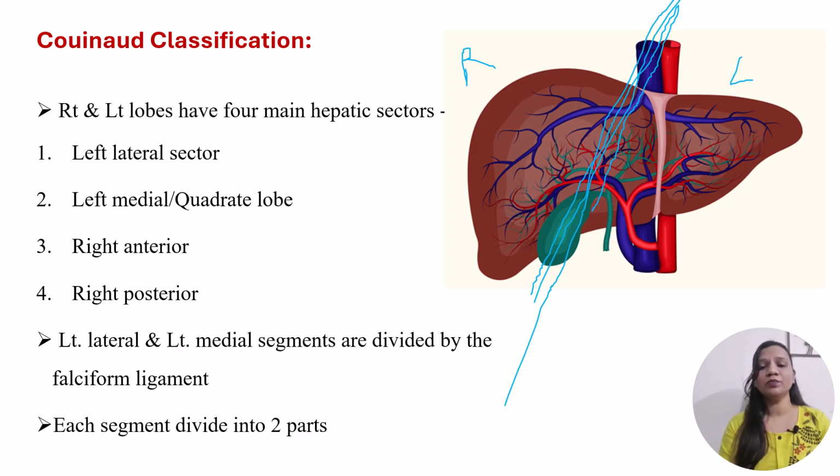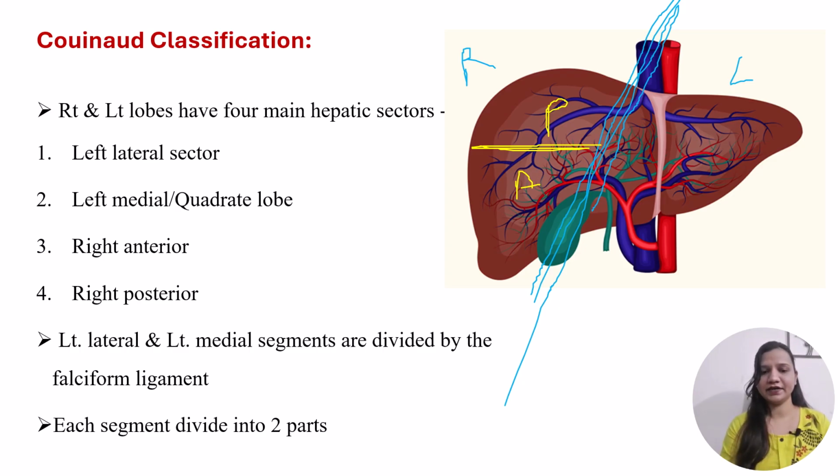Now both these right and left lobes are again divided into two parts each. So the right divides into the anterior and posterior. The first one is the anterior, and behind, which is the posterior. And the left lobe is dividing into the left lateral and left medial segments.